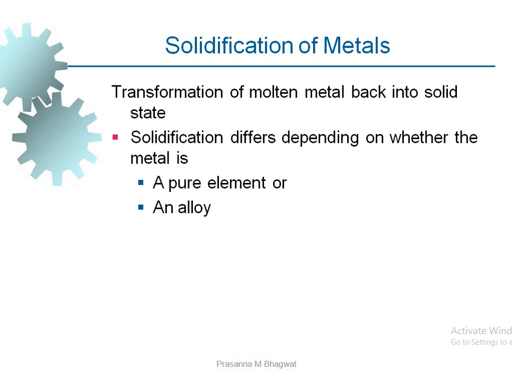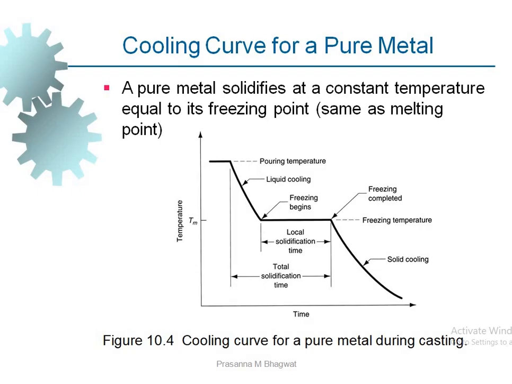So how does the metal solidify? There are two types of solidification, depending on whether the metal is a pure metal or an alloy. Here in front of you, you have a cooling curve for the pure metal. The most important parameter is that a pure metal solidifies at a constant temperature equal to its freezing point, which is the same as the melting point.